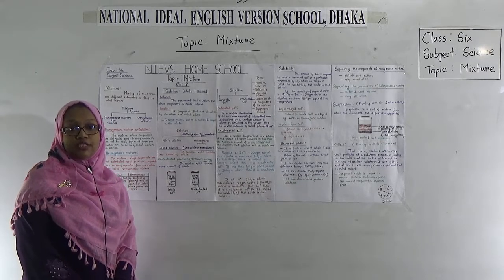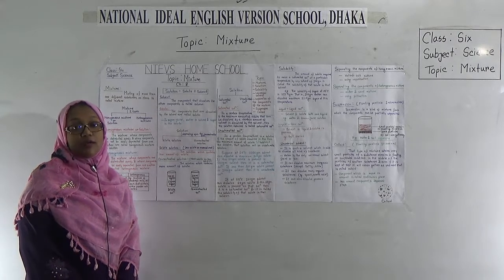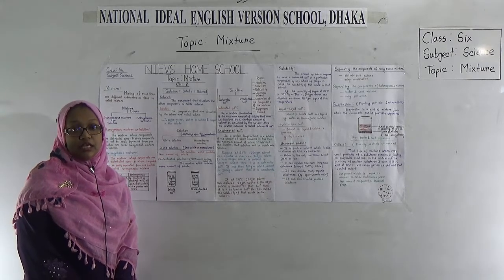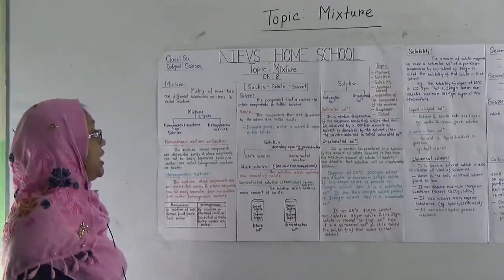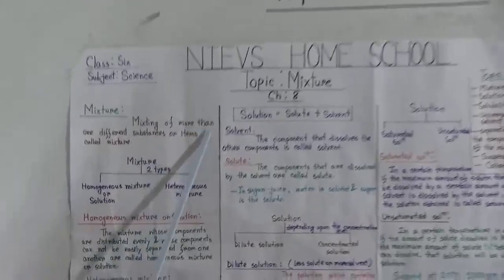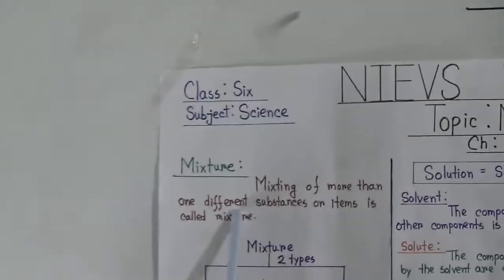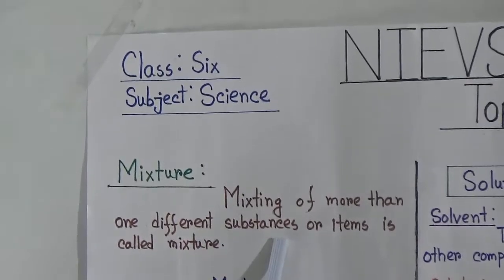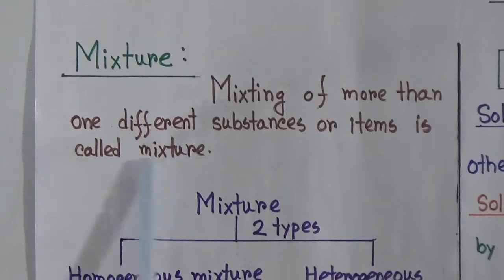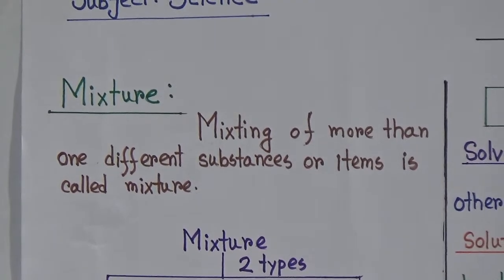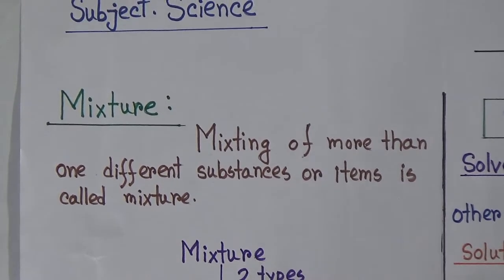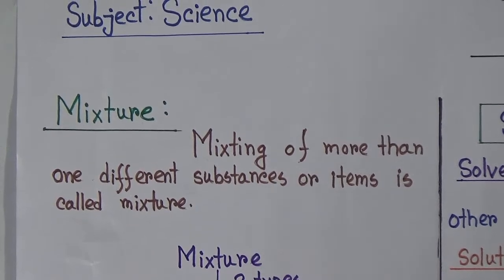Today I am going to take class 6 science class based on chapter 8, and our chapter name is mixture. Let's start our class. At first, what is mixture? Mixing of more than one different substance or items is called mixture. If we mix water and soil, then there are two components. This kind of thing is known as mixture.